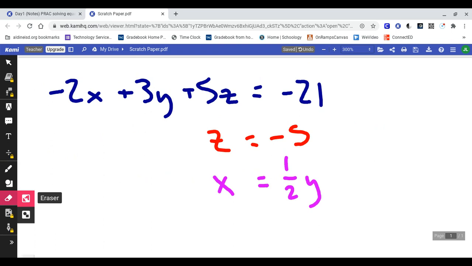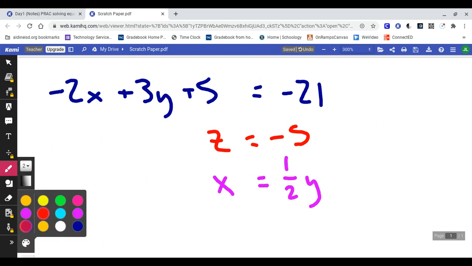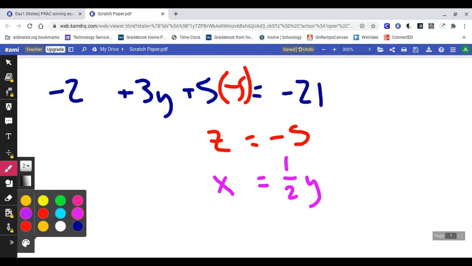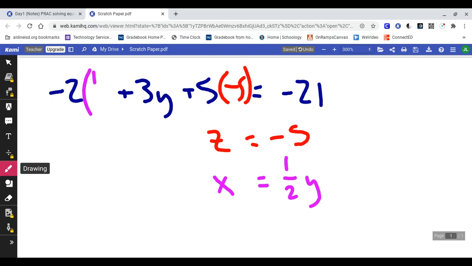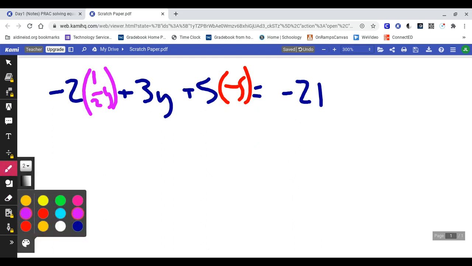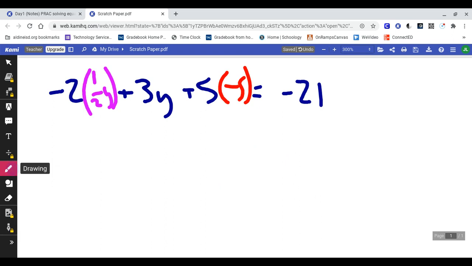So the z will change to -5. The x will change to 1/2 y. And then we'll simplify as much as possible. So when I'm simplifying the y, -2 times 1/2 just gives me -1. So I should have a -y. And then 5 times -5 is -25.